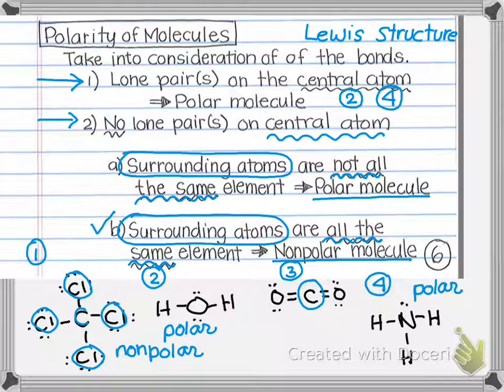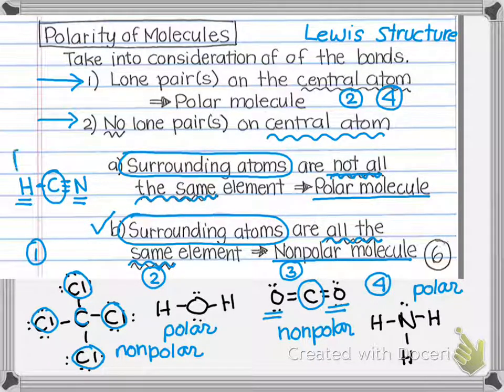Here I look at the carbon, and again I have 2 oxygens, so they're the same. So this would also be nonpolar. Well, what if I had this? If I had HCN. It doesn't have lone pairs on the central atom, carbon, so then I look here and I see there's hydrogen on one side and nitrogen on the other, so it has different elements, so this would be a polar molecule. If we investigated further, we'd see that nitrogen has a higher electronegativity, and we would notice that the electron cloud would be a little bit more around the nitrogen.